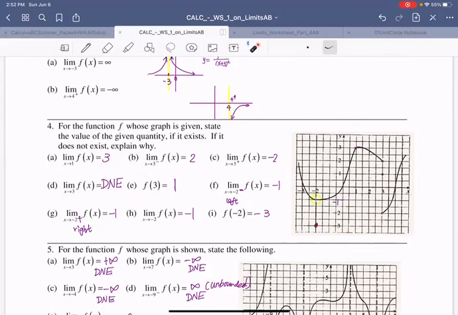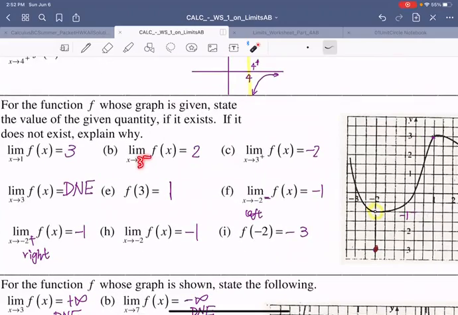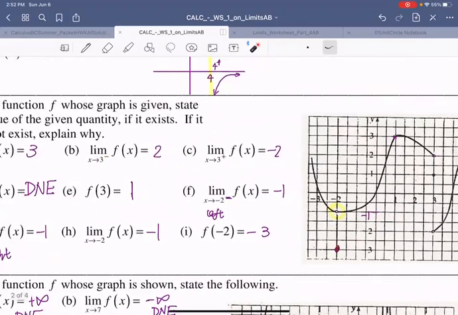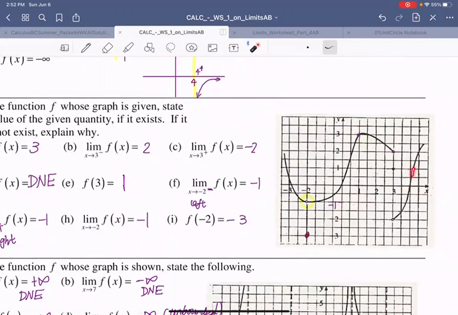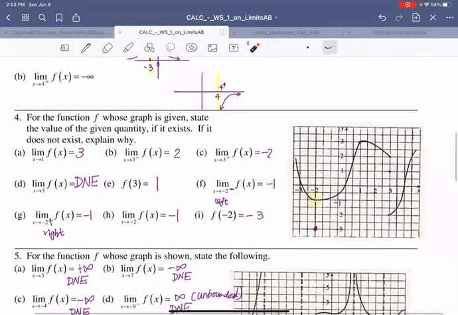x goes to negative 3 minus. The minus means you approach the value from the left. You go from the left, the value is 2. Then you do negative 3 plus, which means you approach the value from the right. So here it is negative 2, that's why you choose negative 2. So these two are still okay, easy to take care of.